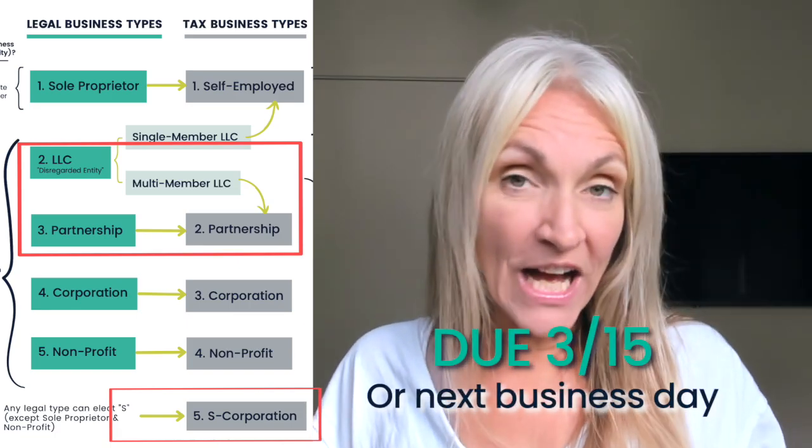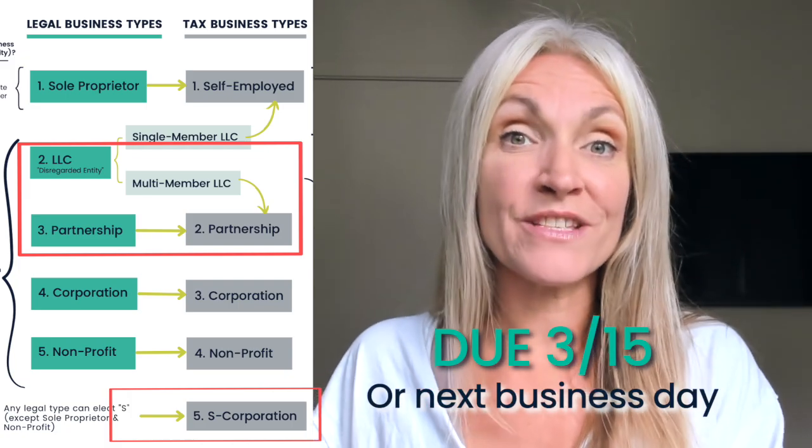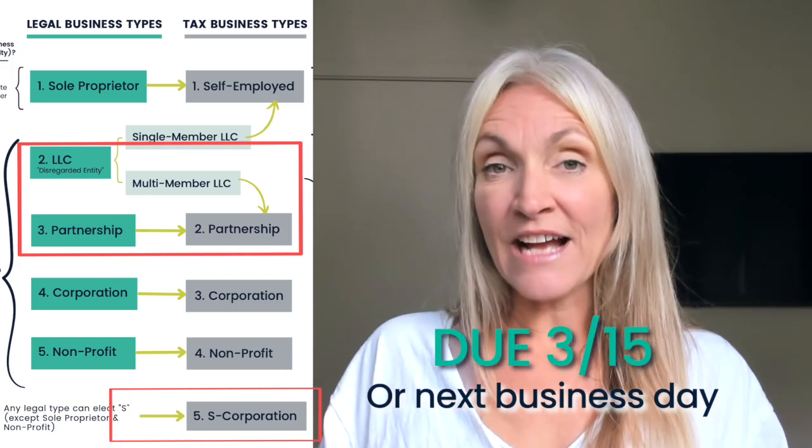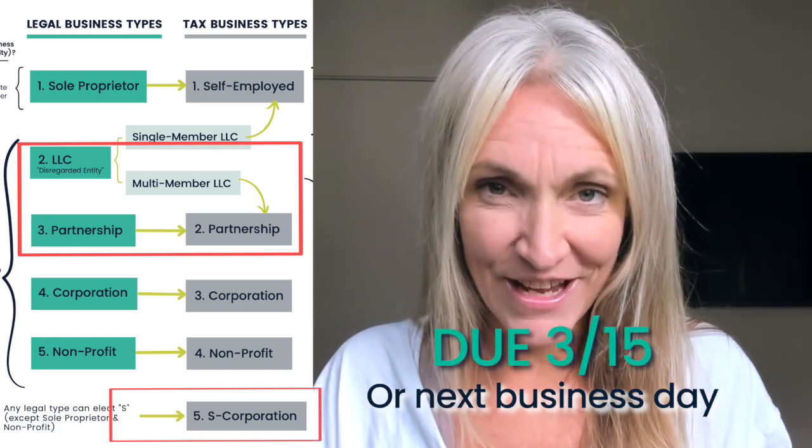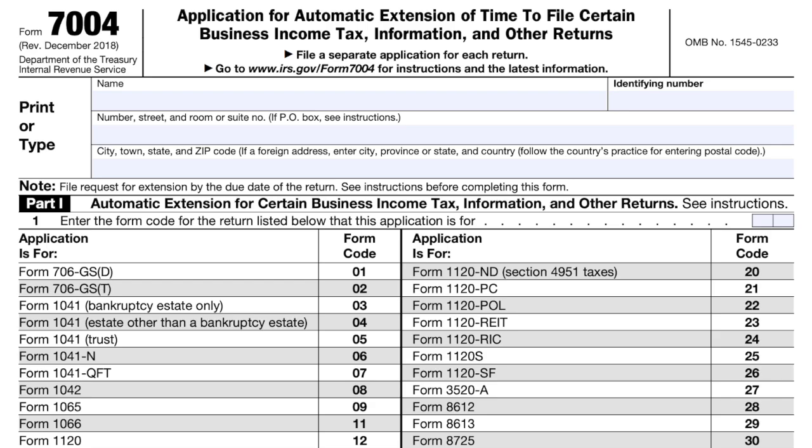So for 2025, this is Monday, March 17th, when the business tax return is due, or you can file a business extension. The extension form is called Form 7004, and it's called an automatic extension, 6 months extension for time to file. Extensions never extend the amount of time that you have to pay the tax.